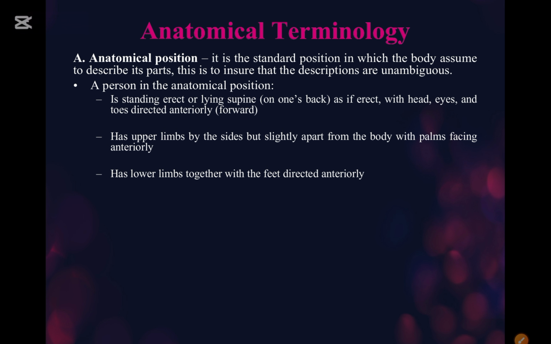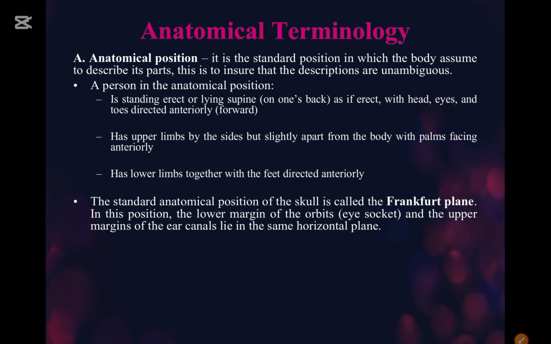So a person in anatomical position, what are the characteristics? If I should say stand in anatomical position, what are the characteristics of standing in anatomical position? One is standing erect or lying supine on one's back. Don't worry, I'm going to show you the pictures when we talk about anatomical position. So first is standing erect or lying supine on one's back, as if erect, with head, eyes, and toes directed anteriorly. So the eyes, the head, and the toes are directed anteriorly.